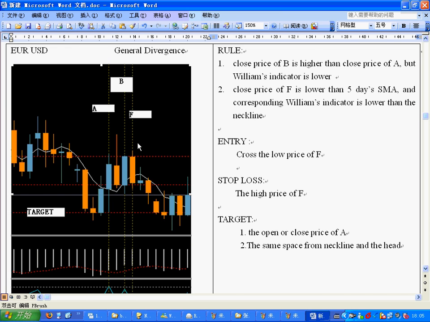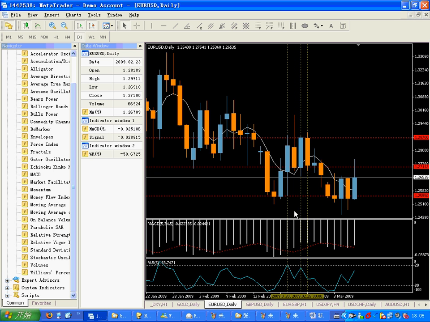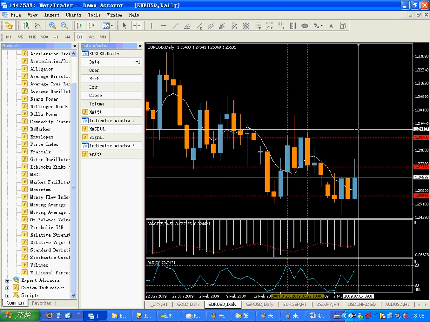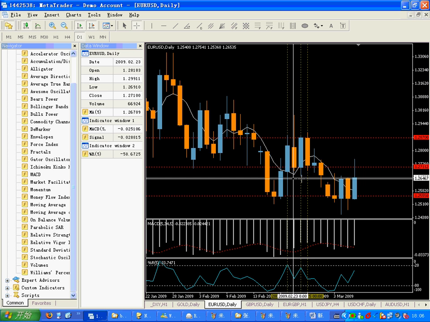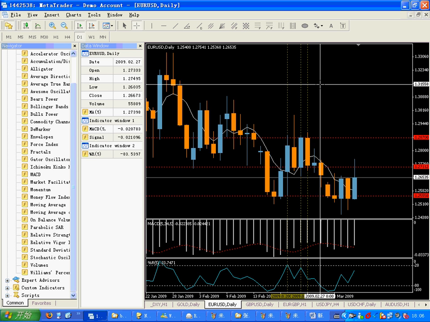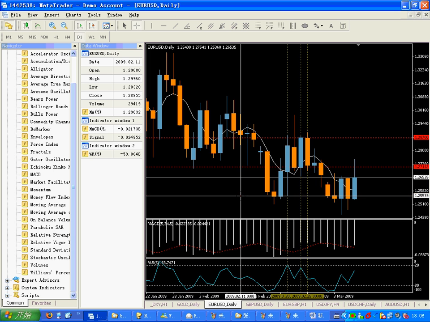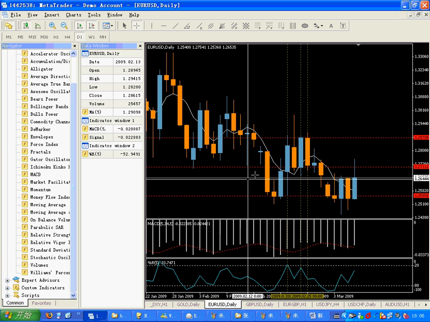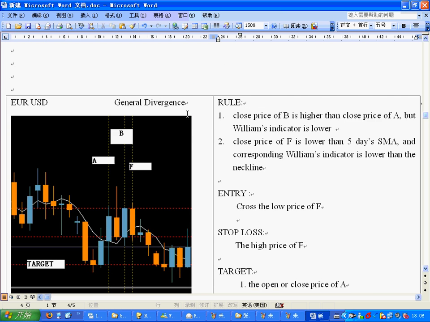And this is a chart from just a few days ago, dated February 25th, 2009, the Euro daily chart. This is general divergence A, B, and F. We enter the market here, build a bear position, and our target is this line, the same space between the neckline and the height. Okay, that's all for the general divergence.